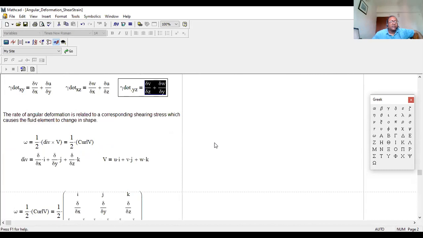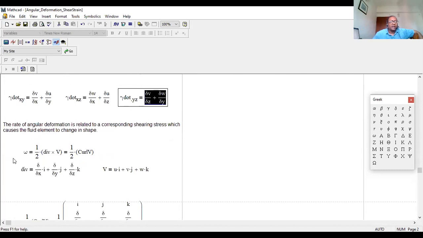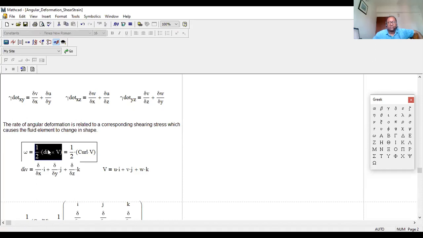Now, if we try to figure out the rotation, gamma, omega equal to this one, del into V. Del into V is equal to half curl V. This one is also called curl V.